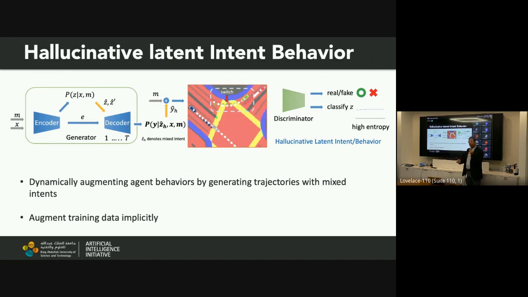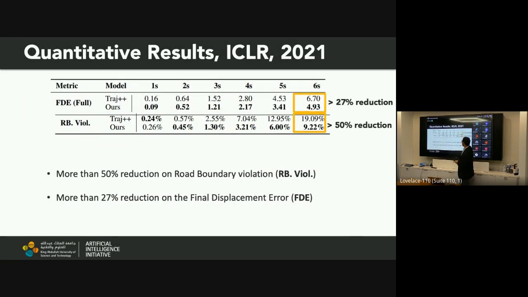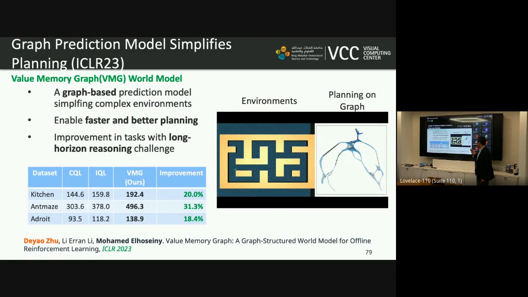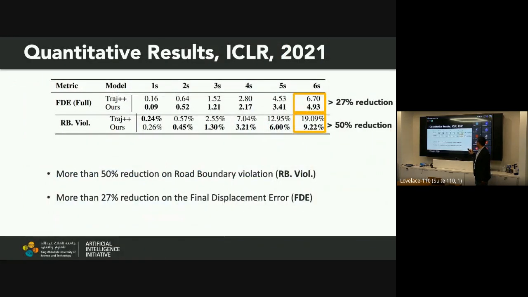And one thing we showed in this paper is that you can actually hallucinate latent driving intent by basically mixing. It's kind of a mix-up, revisiting the idea of mix-up but in the scope of motion forecasting, where you pick one intent and then at a random time step, you switch to another one. So the resulting trajectory is produced by mixed intent. And that will produce a trajectory that tricks the discriminator into believing that it's real, while in the meantime making it hard to classify to any of the existing latent intents. And this reduced the red binary evaluation by 50% and the final displacement error by more than 27% compared to the baseline. So this is just to show you some reflections on this kind of idea applied to motion forecasting. That was a paper at ICLR 2021.